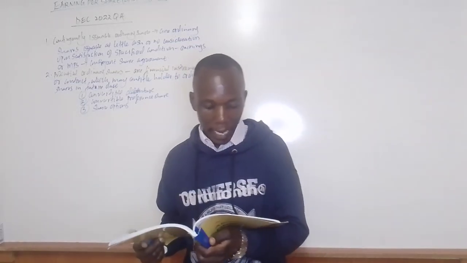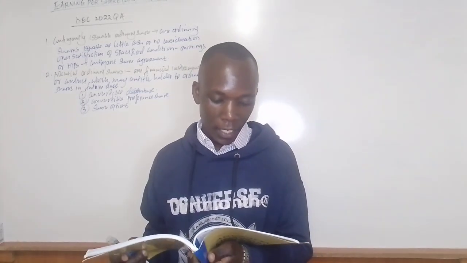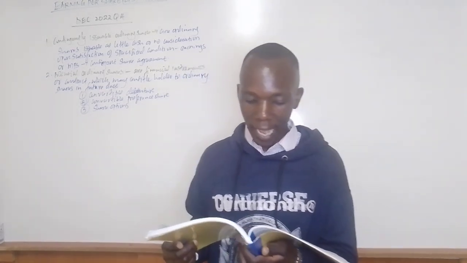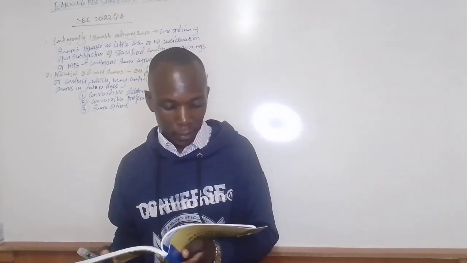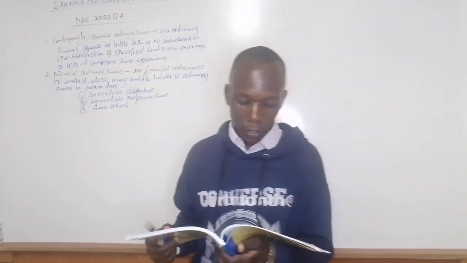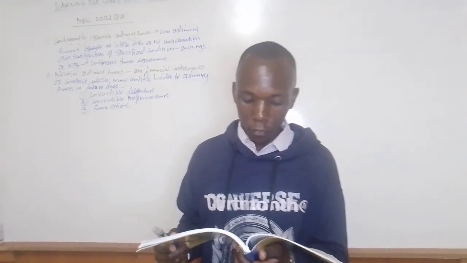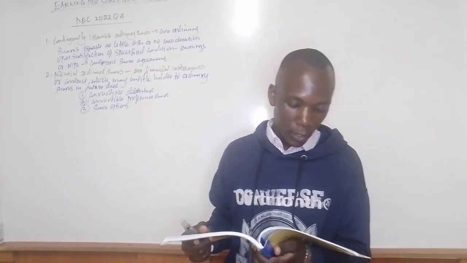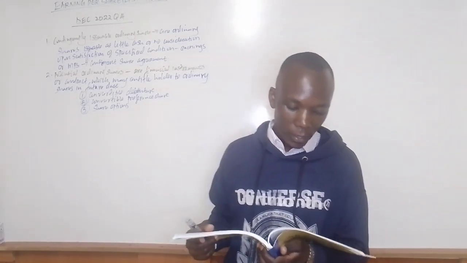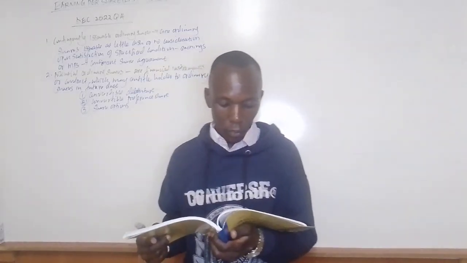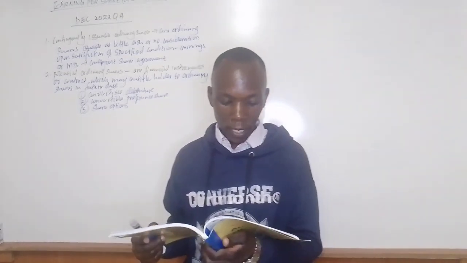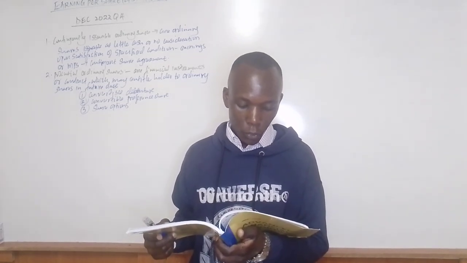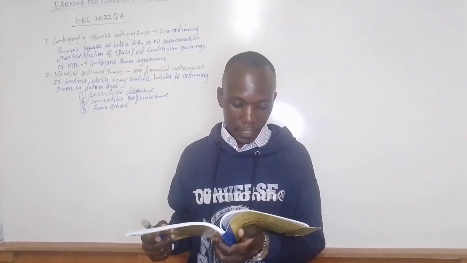Then number 4, the company has had in issue a convertible loan stock of shillings 6 million, which carries an effective interest rate of 8% per annum. Each shillings 1,000 nominal value of the loan stock will be convertible at the holder's option into 600 ordinary shares. On 1st June 2022, holders of shillings 1.5 million loan stock exercised their conversion option. Then number 5, the income tax rate applicable to D Limited is 30%.